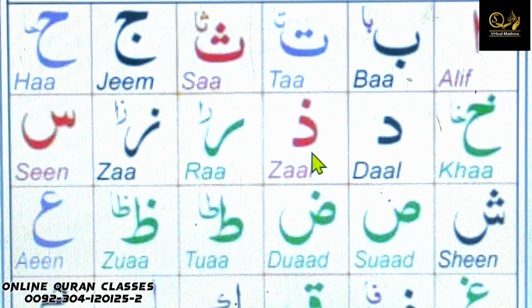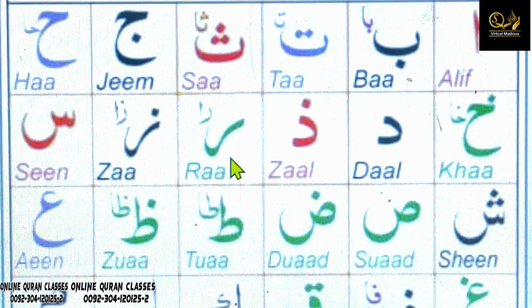Next one is Zal. This Zal originates with the tip of the tongue touching the edge of the upper 2 front teeth. And this one is Ra. When the edge of the tongue touches the gums of the lateral and central incisors. And also we stretch this Ra for 2 seconds.